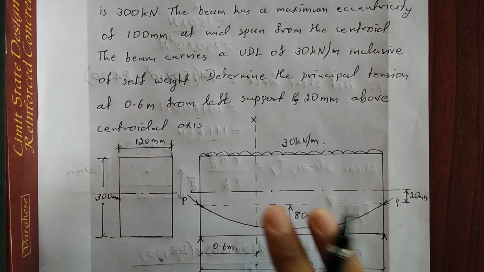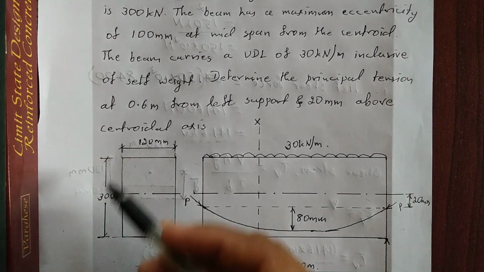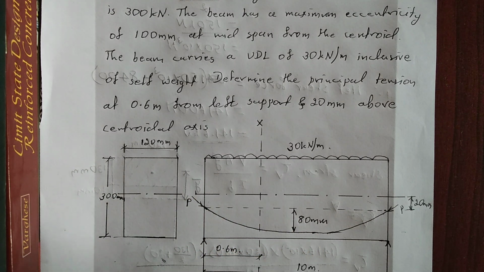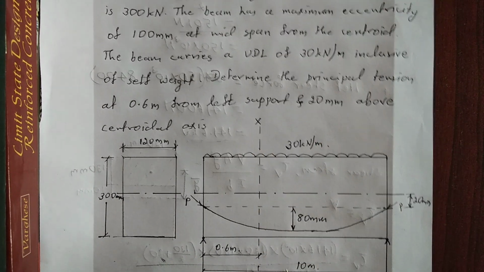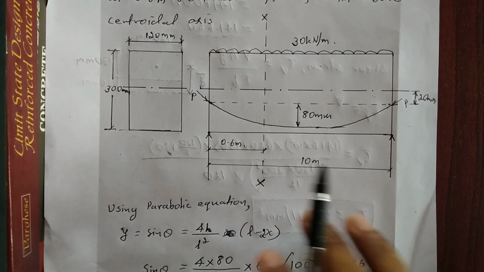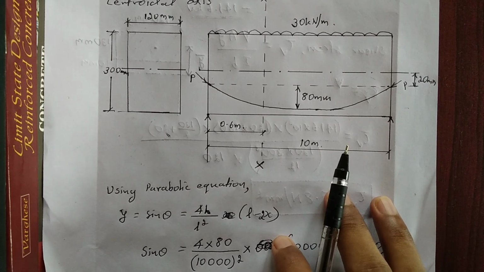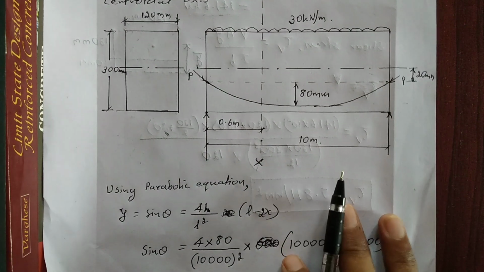So we will draw a diagram, that is 120 mm width and 300 mm depth is given in the question. So I made a diagram here, that is 80 mm at the center, it is 100 mm dip is given, so it is 20 mm at support. So I have written in this fashion, and 0.6 meter, section XX I have taken. So it is a simply supported beam having a span of 10 meter.